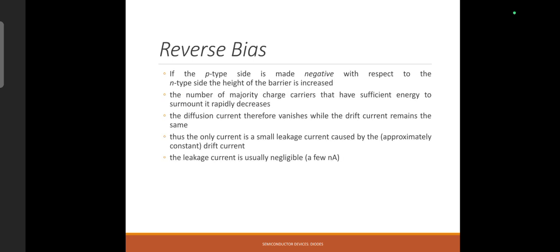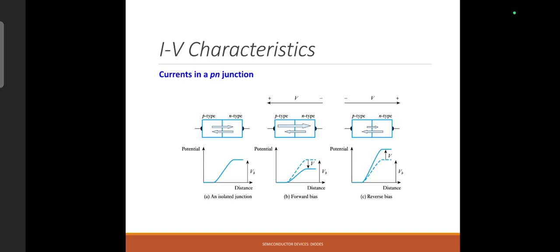Now we will consider the opposite case. When the positive terminal is connected to N-type region and negative terminal is connected to P-type region, the diode is reverse biased. The depletion region becomes wider. The potential barrier increases. Majority charge carriers cannot cross the junction. Only very small leakage current caused by minority charge carriers flows through the diode. This current is extremely small and is usually neglected. Therefore, the diode behaves like an open switch in reverse bias.